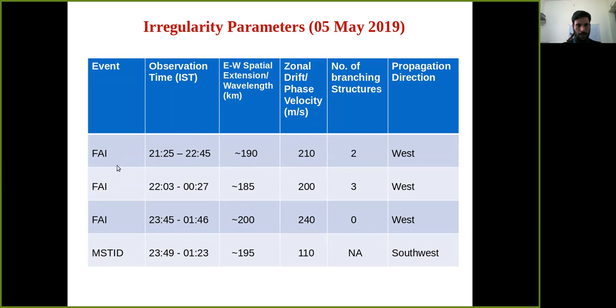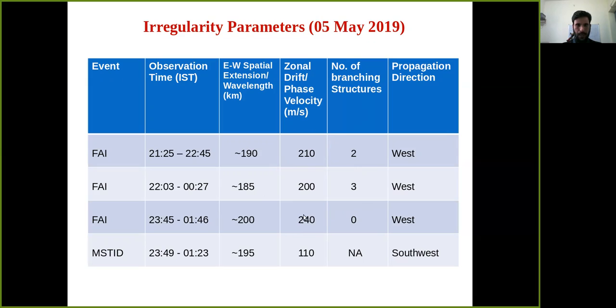The irregularity parameters calculated for the 5th May 2019 are given as follows. These are the field aligned irregularity structures and one of the MSTID structures. This is the time of their observations shown over here. This is the east-west spatial extension in case of the field aligned irregularities and wavelength in case of the MSTID. The irregularities are seen with 190, 185, and 200 kilometers east-west extension. This gives the zonal drift velocity, and this is the number of branchings. We can see that after midnight there are no branches.